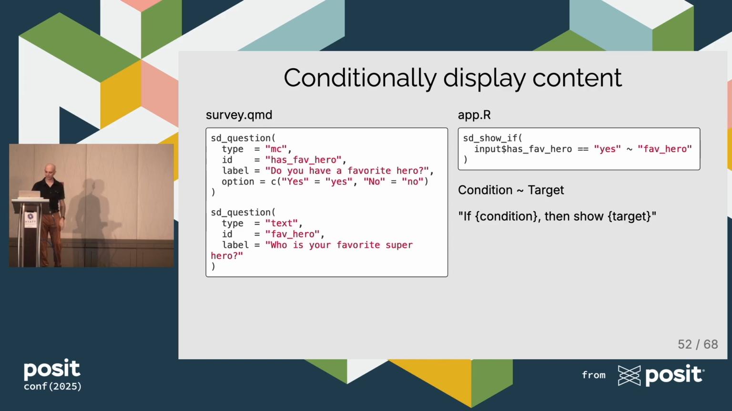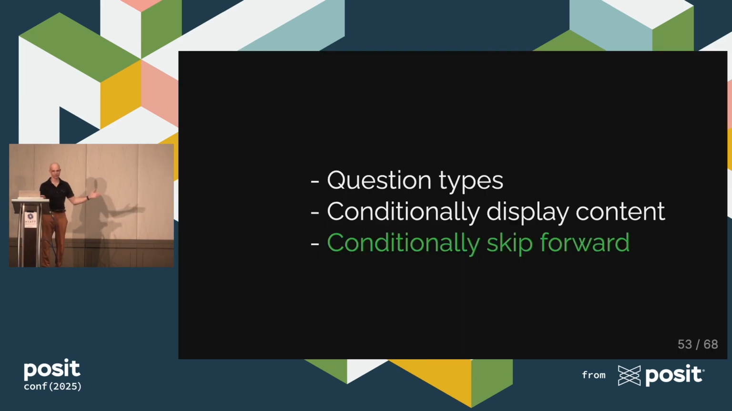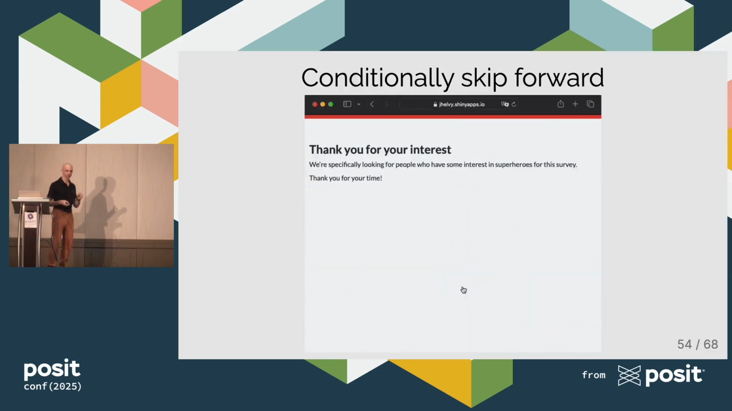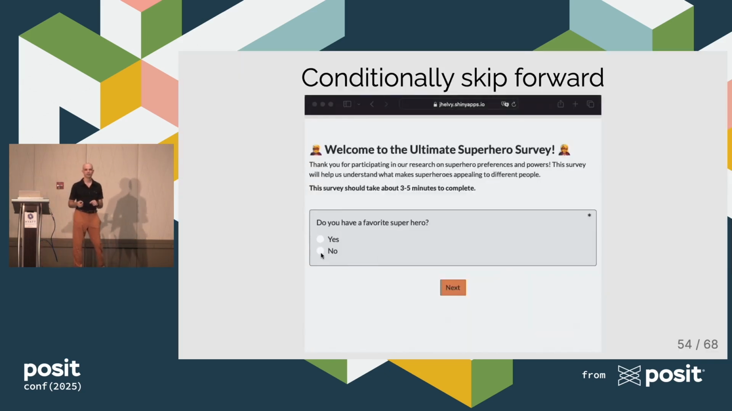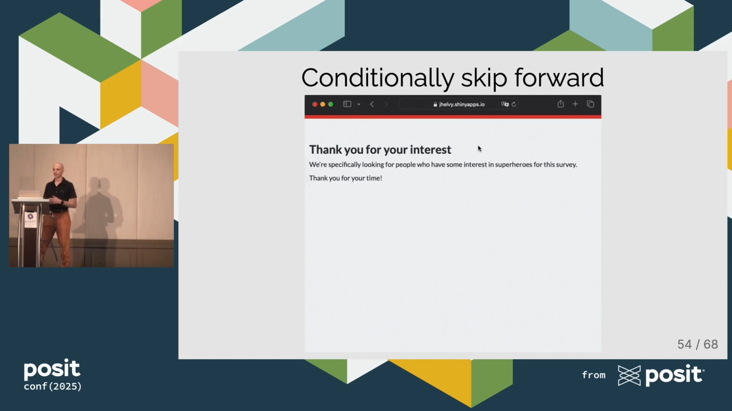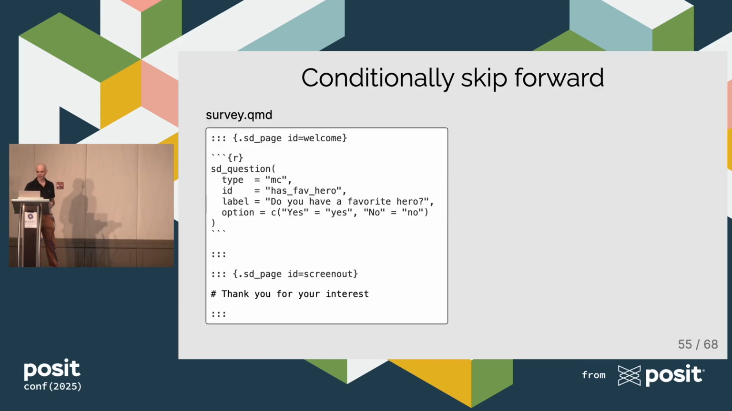Using a very similar pattern, we can also skip people to different locations in the survey. So let's say if they chose no for that question instead of yes, let's say we want to screen them out. Like we want to send them to the end of the survey or a different page. You can do the same idea. Here I've got my Quarto file where I have different pages. You can see the little fences. I have that first question, that yes or no question, and then I have a screen out page where there's really nothing on that page but a message that just says thanks for your time.